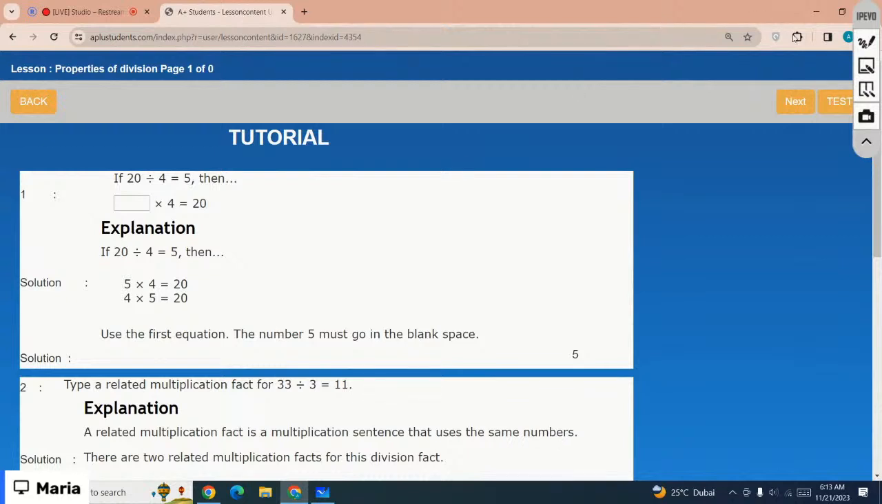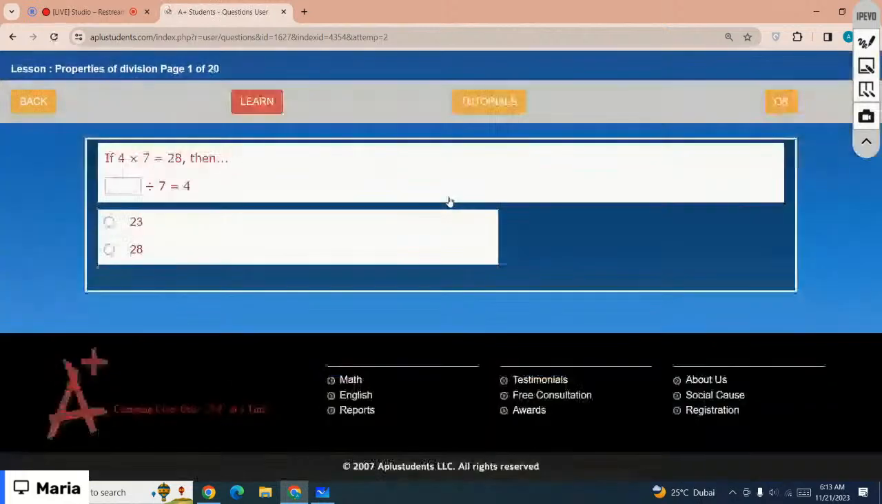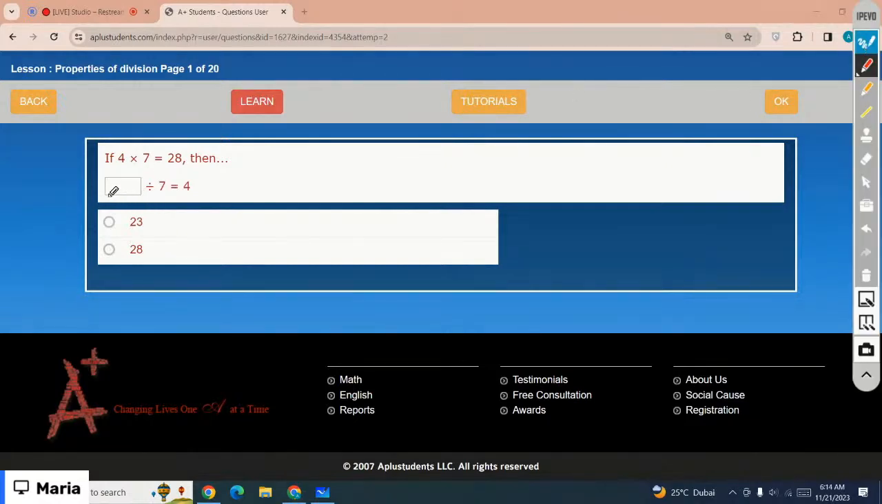So if the missing number is 5, basically the related sentences have the same numbers, just their position is different. For example, if 4 times 7 equals 28, then missing number divided by 7 equals 4. Which number divided by 7 equals 4? Both these sentences must have the same numbers, right? Here you have 4, here you have 4. Here you have 7, here you have 7. That means the missing number is 28. And also you can check when you divide 28 by 7, 7 times 4 is 28. So the correct option is 28. The missing number is 28.